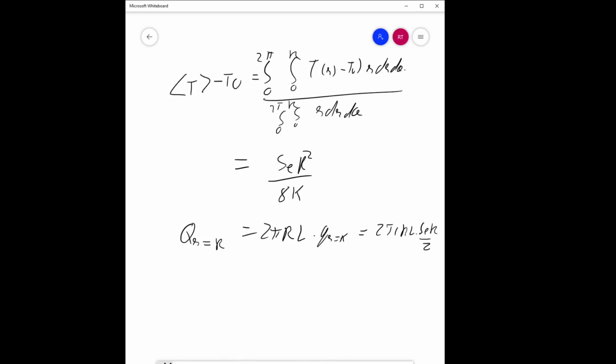Okay, so this is how you solve in the case of a heated wire with respect to the heat generated. Okay, so let's see the next problem in the next video.